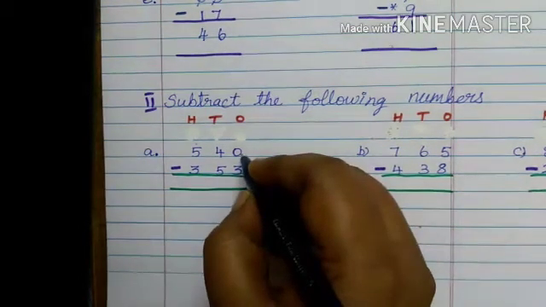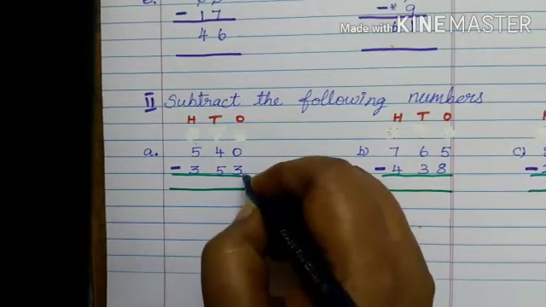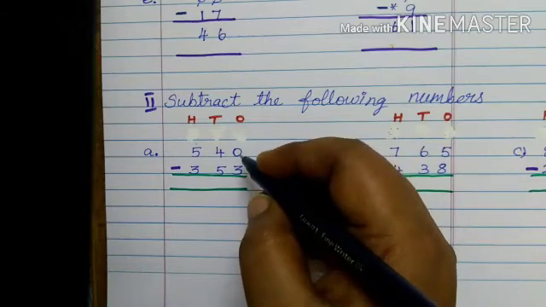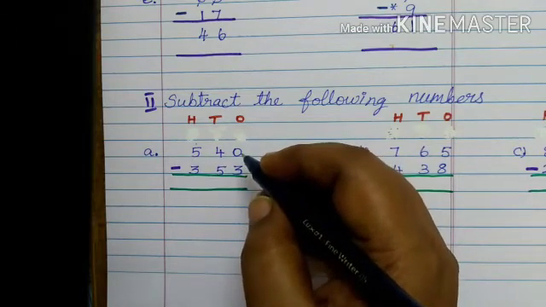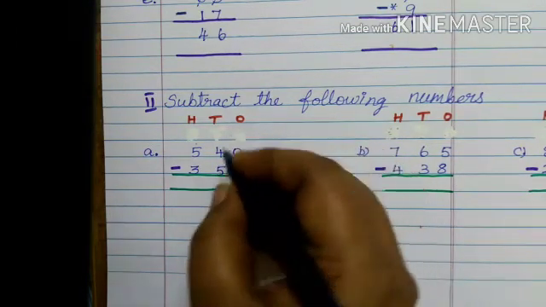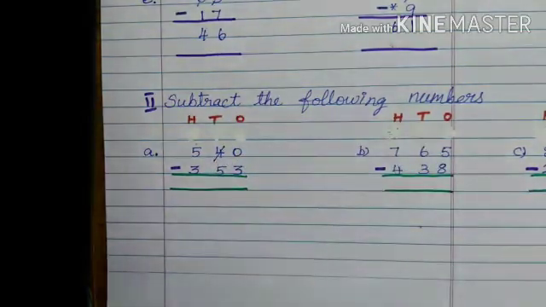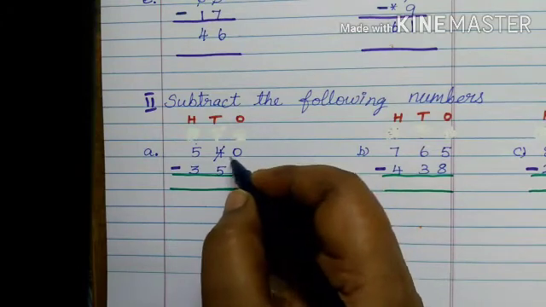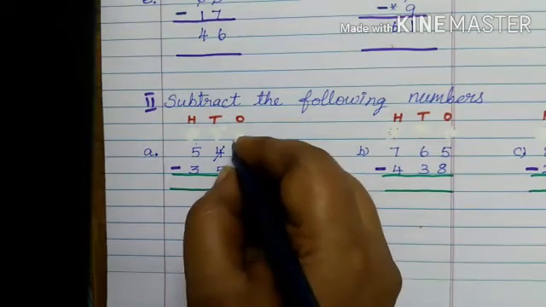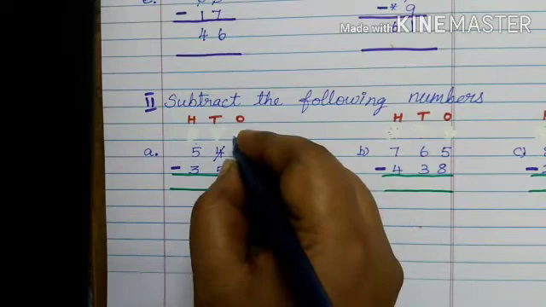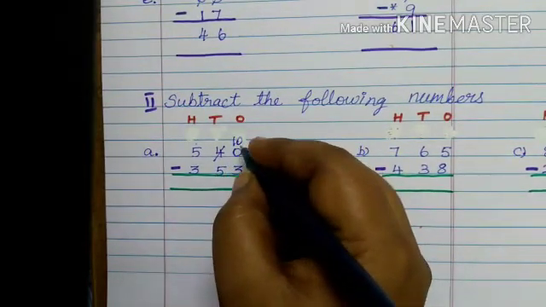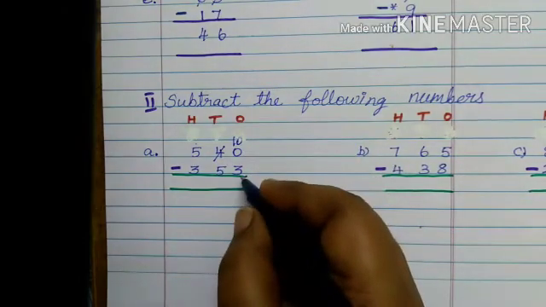Here, 0 is the first number compared to the second number. 3 is bigger, 0 is smaller. Then what do you do? Do the subtraction sum now. So borrow from the tens place. The tens place has the number 4, so give it to the ones place. So 10 is given here. 10 plus 0 is 10. Then 10 is bigger than 3.